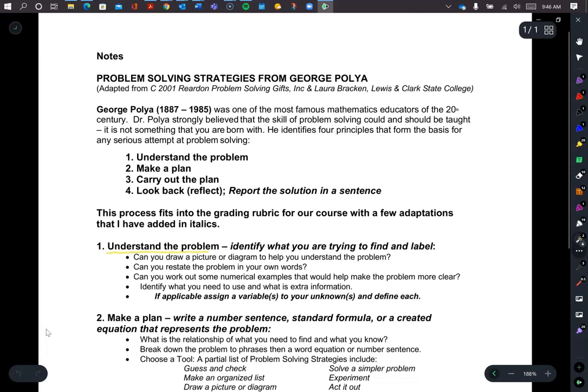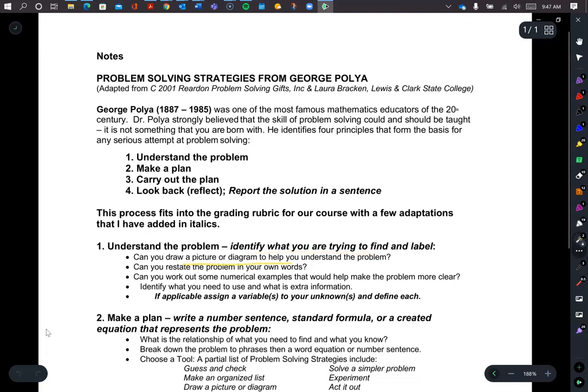So understand the problem is a big thing. You're going to identify what you're trying to find and label it. Obviously you want to read through it and get a feel for what's going on, but sometimes people just start writing stuff down and not thinking about where they're trying to get to. So a key thing is to read through the problem and then figure out what you're trying to find. That's the main thing.